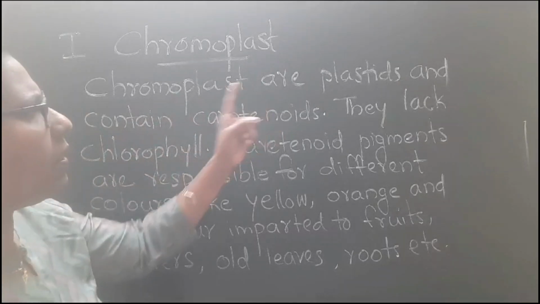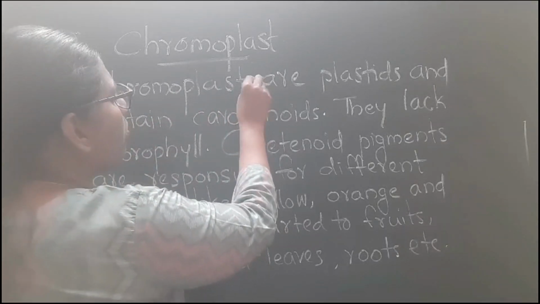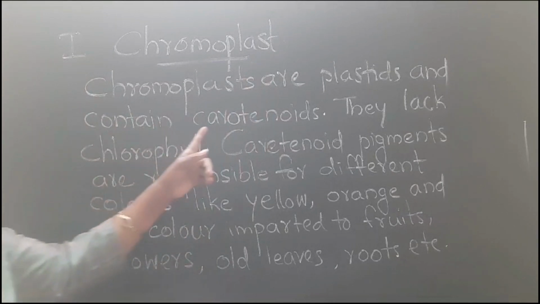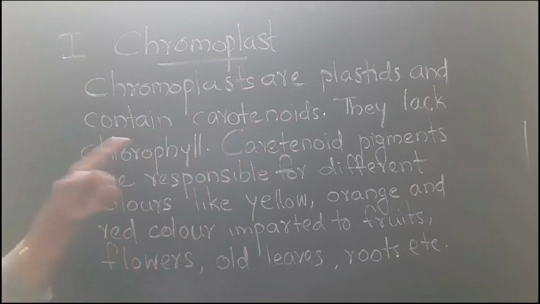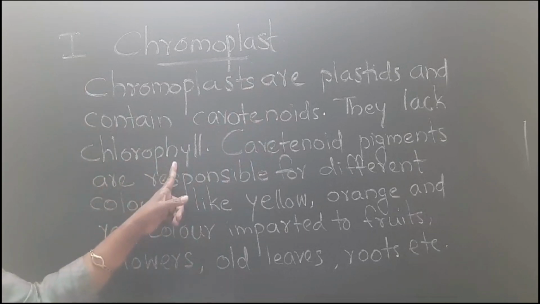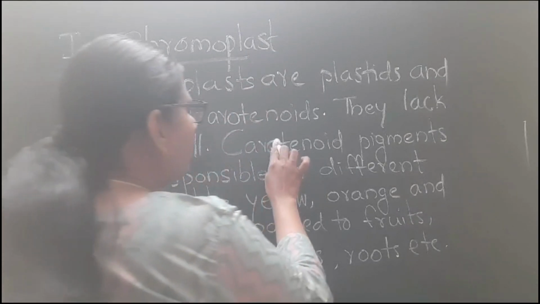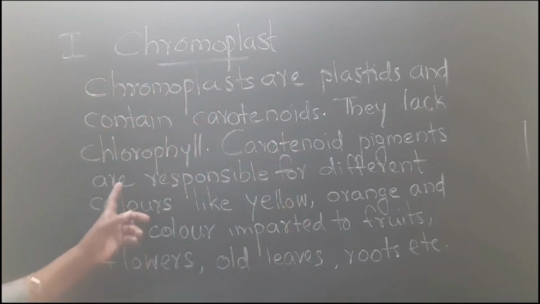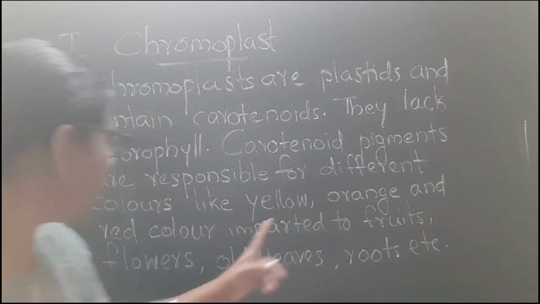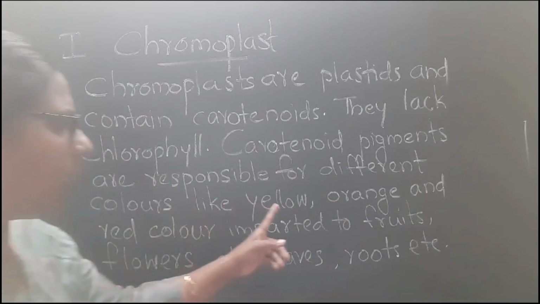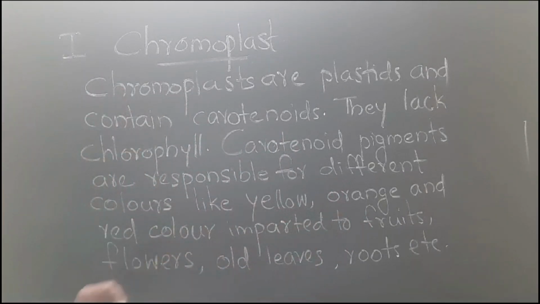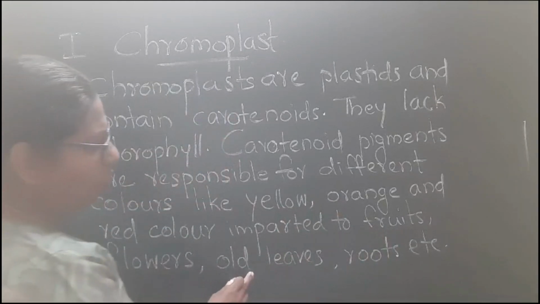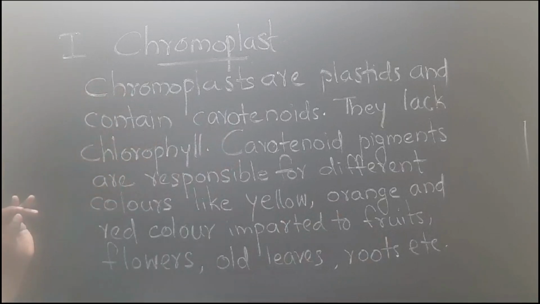Chromoplasts are plastids and contain carotenoids. They lack chlorophyll. Carotenoid pigments are responsible for different colors like yellow, orange and red color imparted to fruits, flowers, old leaves, roots, etc.